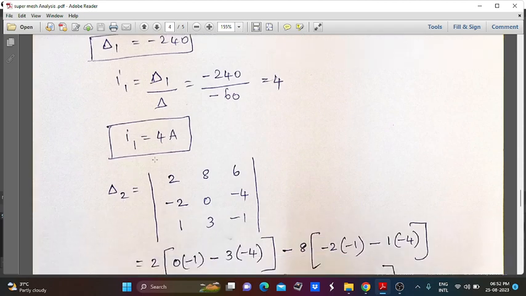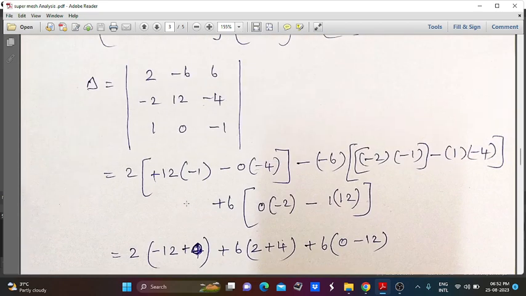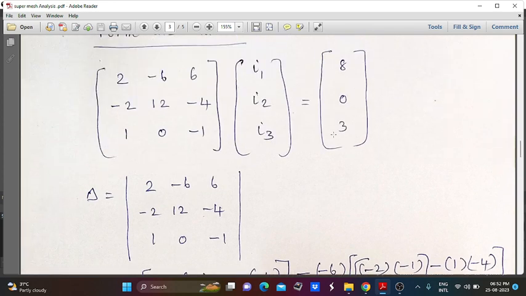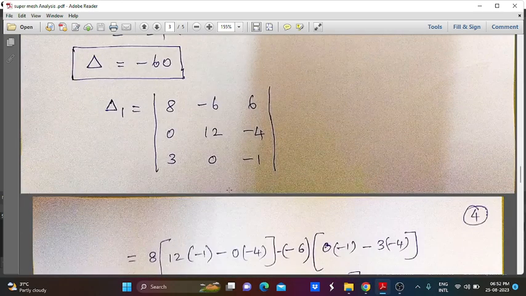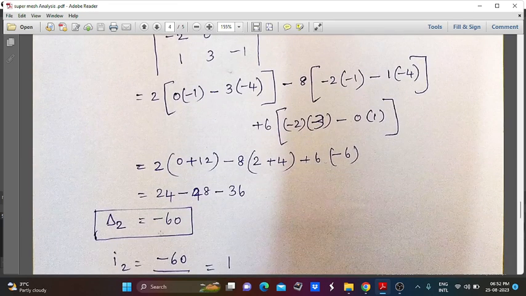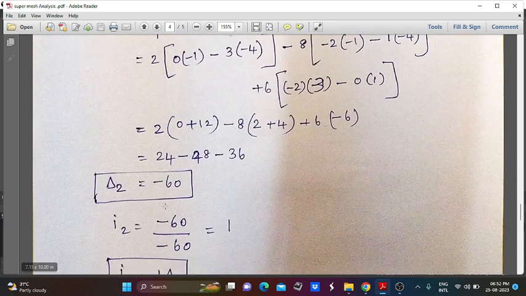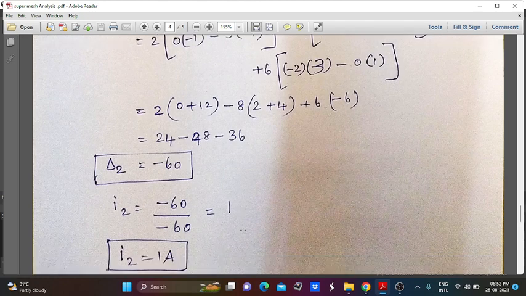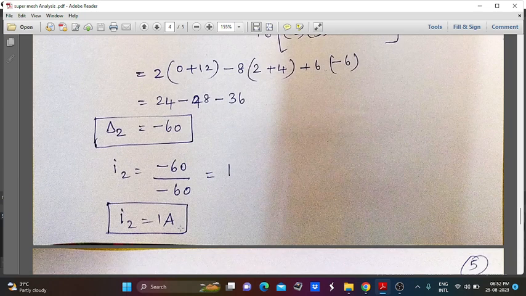Similarly for I2, the first column can be retained as it is, the same 2, minus 2, 1 is present in this del 2, and the second column is replaced by the right hand side value, that is the voltage values 8, 0, 3. We apply all these values and calculate everything. We get minus 60 as the del 2 value. So now I2 is equal to minus 60 divided by minus 60. Our answer is 1. So I2 is equal to 1 amp.